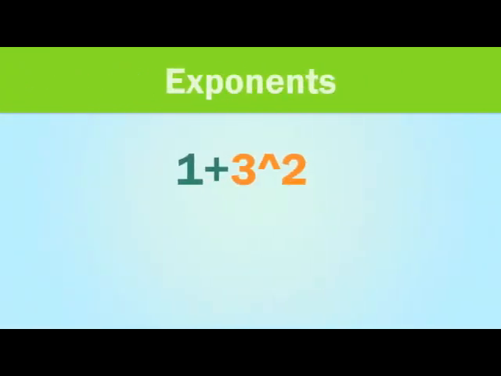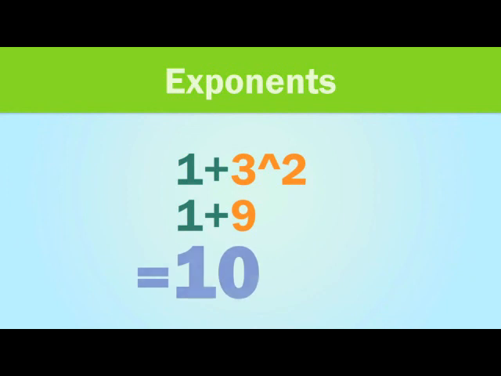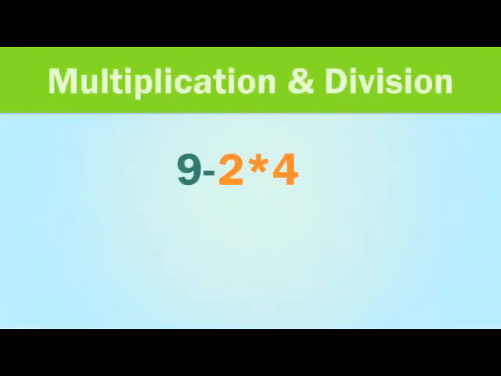This formula contains an exponent, 3 to the power of 2, and we'll need to calculate that first before doing the addition. If you have multiplication or division, that will come next. Here, we multiply 2 times 4 to get 8, and 9 minus 8 equals 1.